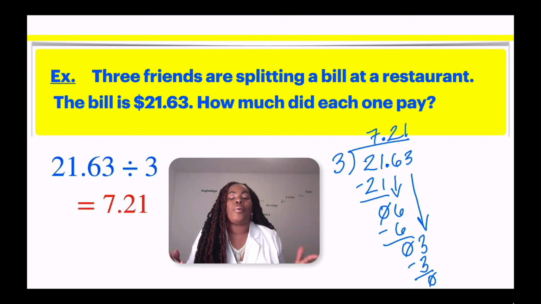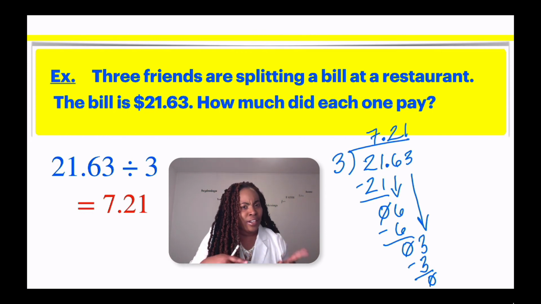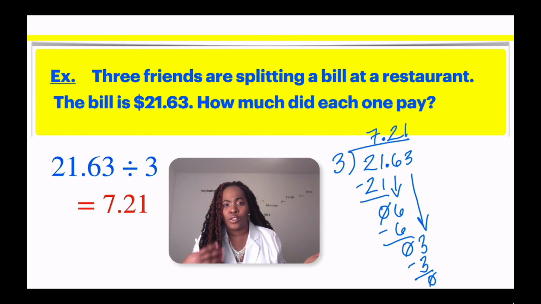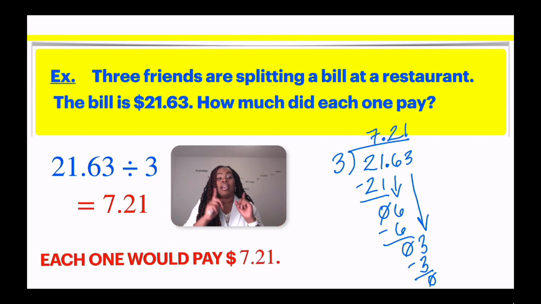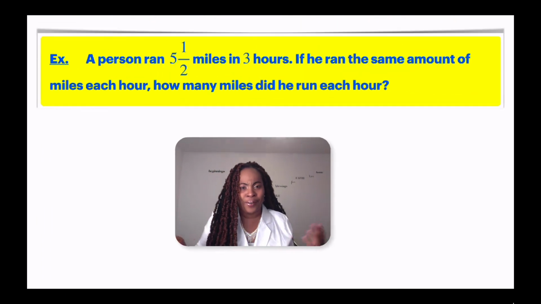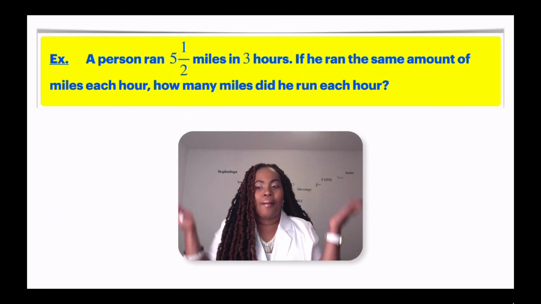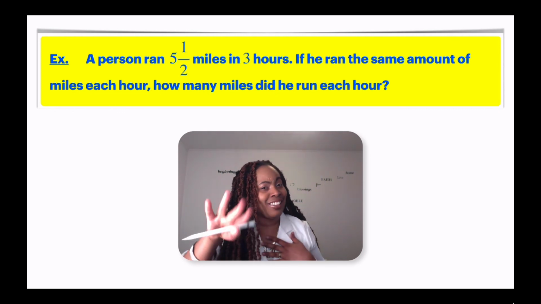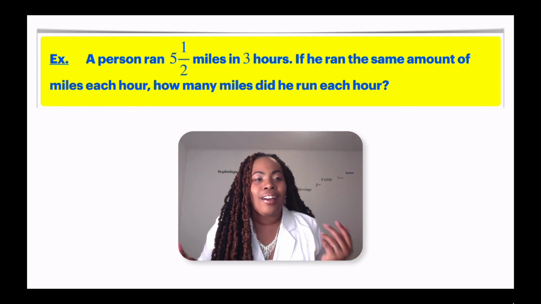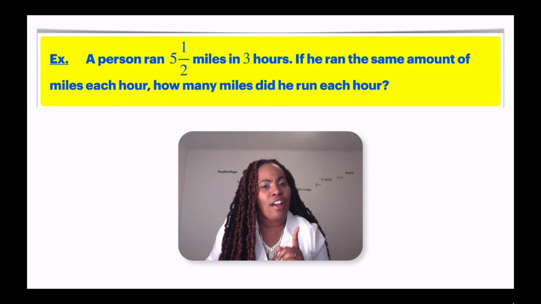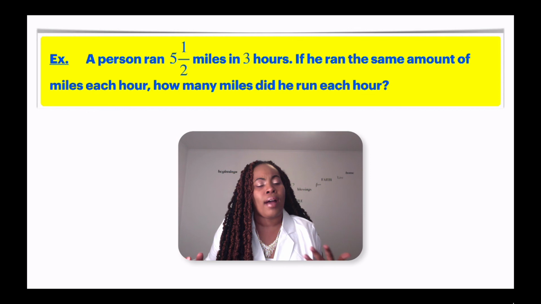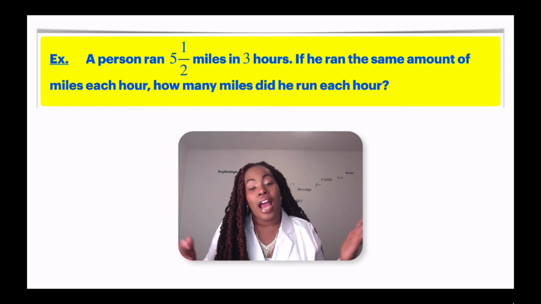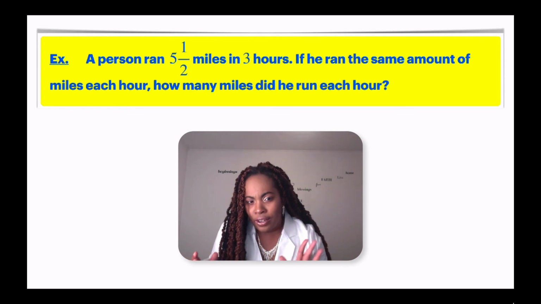So look at that, guys. We end up with 7.21, but remember, we're talking about money here, and we're trying to figure out how much each person paid at the restaurant when they split it three ways. So after dividing by 3, we can conclude that $21.63 split between three friends gives us $7.21. We always want to answer the question in English. 7 and 21 hundredths correlates to money, so it is $7.21. In English, each one would pay $7.21. Simple as that.